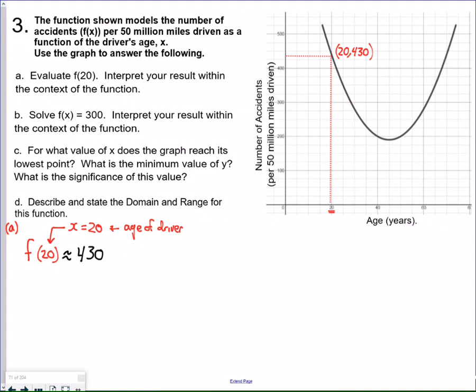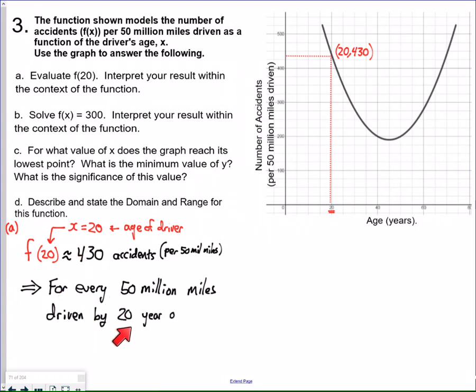Now we have to interpret what this means. So this is the function response, the function language, the math language for how to answer the question. Now we have to actually say what this means. And so the first thing is 430 is a useless number unless it has a label behind it. So 430 accidents per 50 million miles now clarifies what the 430 stands for. But this is a complete sentence, and we have to translate the whole sentence into our native language so we can demonstrate that we understand what the function notation is saying. This says for every 50 million miles driven by 20-year-olds, all 20-year-olds, we should expect about 430 accidents.